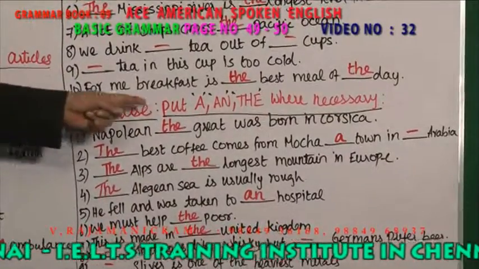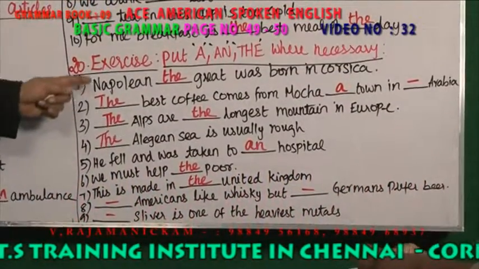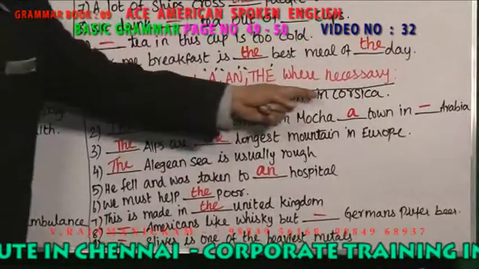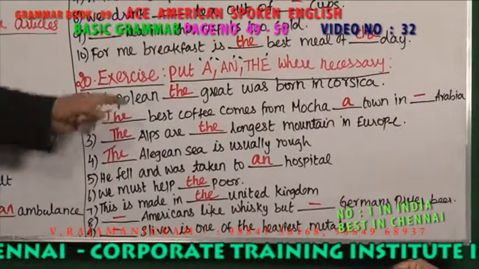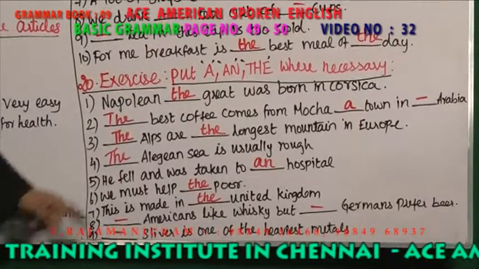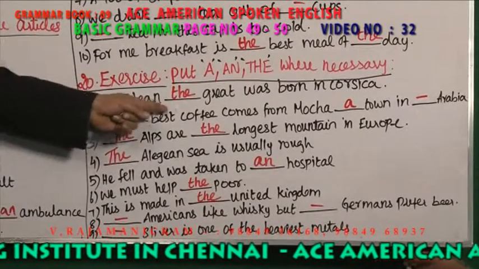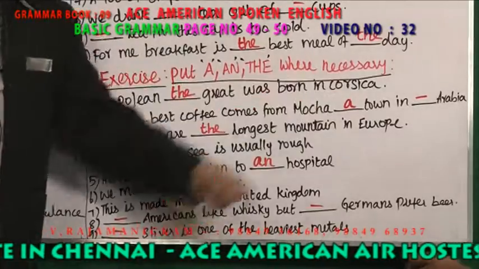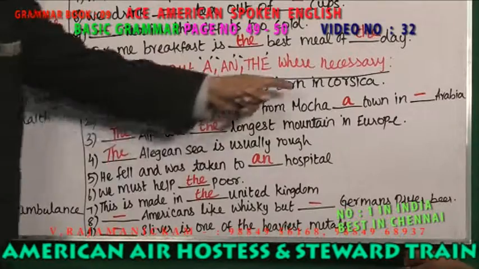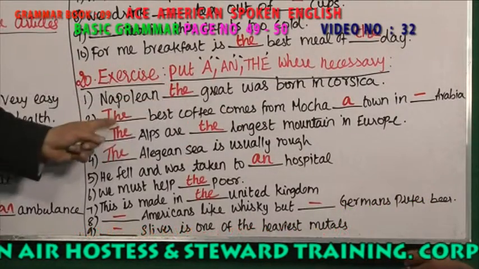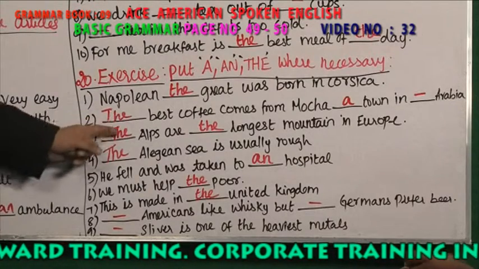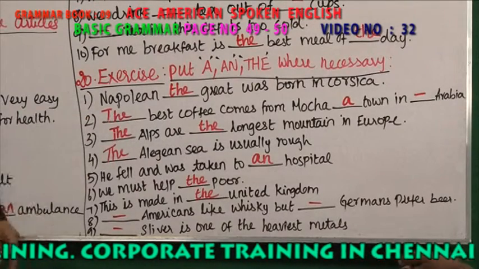And coming here, exercise: put a, an, and the where necessary. Napoleon the Great was born in Corsica. Napoleon the Great: so, "the Great" describes Napoleon, so you're using "the Great." The best coffee comes from Mocha, a town in dash Arabia. Here, no article because it is a proper noun. Here, town, you're using "a town." Because here, best, the superlative degree is there, so you're using "the." The Alps: Alps is a mountain range, so you're using "the."